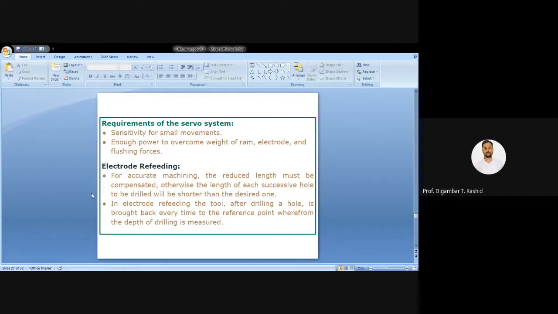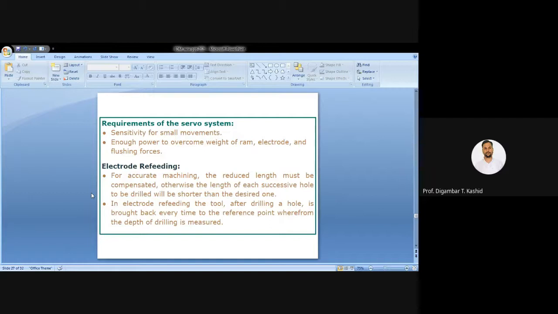So again, after each hole, your electrode refeeding tool, after drilling a hole, is brought back every time to your reference point, wherever the depth of drilling is measured. Every time you have to bring your tool to one ideal line where you have measured your standard length, at a reference point, and then you can start the drilling once again. So there will be a reference point.